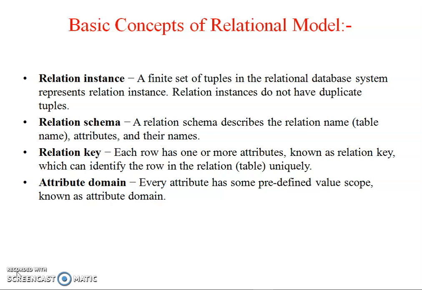And next one is domain. Every attribute has some predefined value or scope, known as the attribute domain. This attribute domain decides which type of values are permitted in the attribute, and the type of value may be string, numeric, or date type. The domain also decides some integrity constraints for values to be inserted in the database.